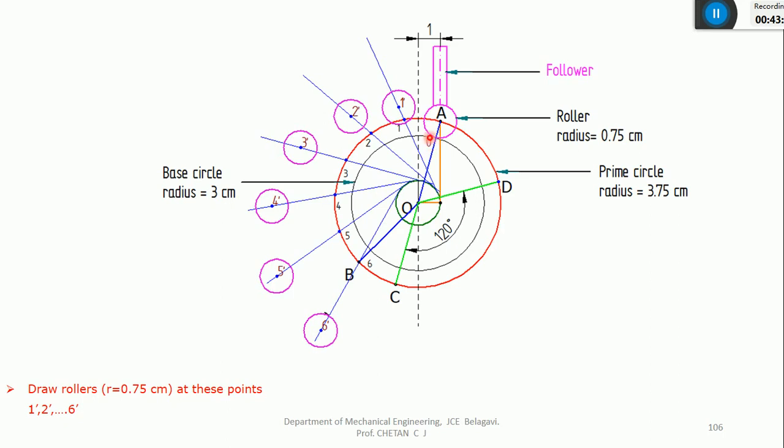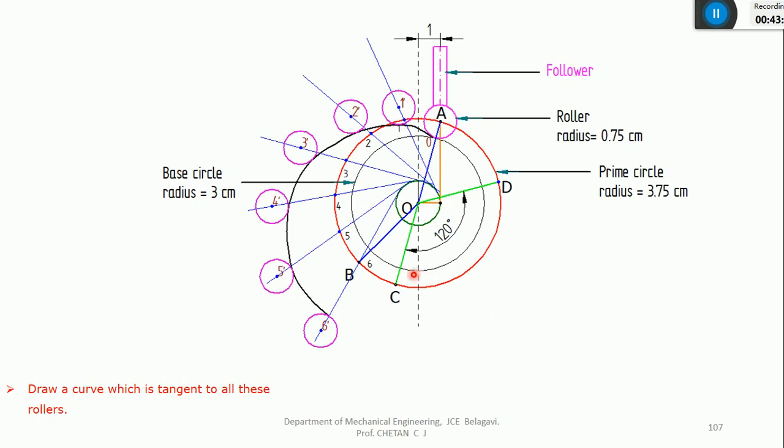Again, just draw a tangent to all these circles, starting from this first circle. From this point you can take, okay, just draw a tangent. Just draw a freehand curve which has to be tangent to all these pink color circles, which are nothing but roller circles. Okay, so this is the cam profile for this outstroke angle, that is 150.